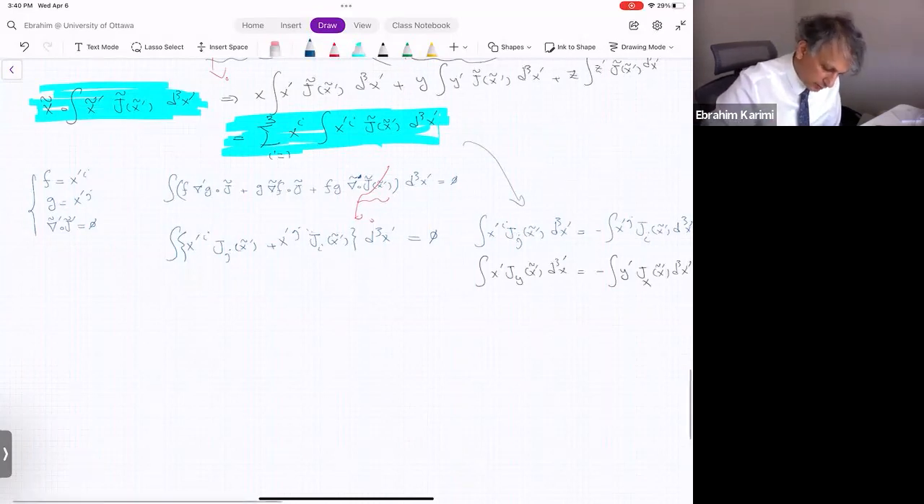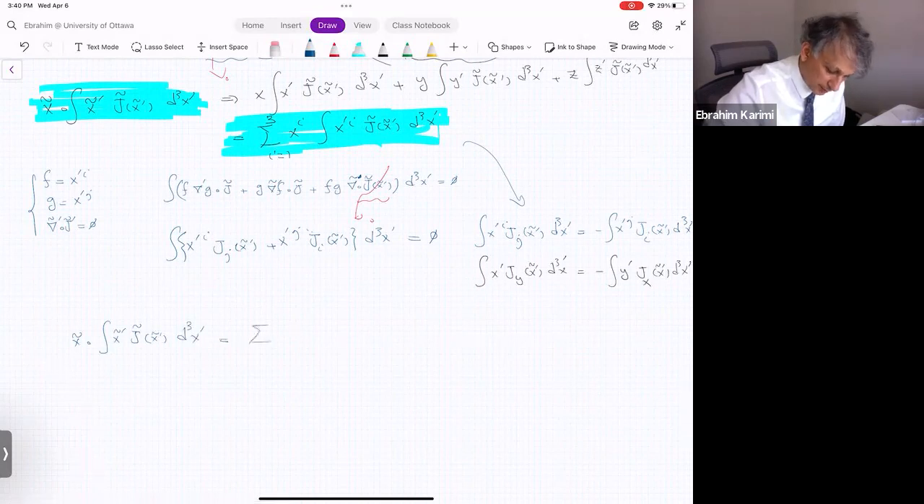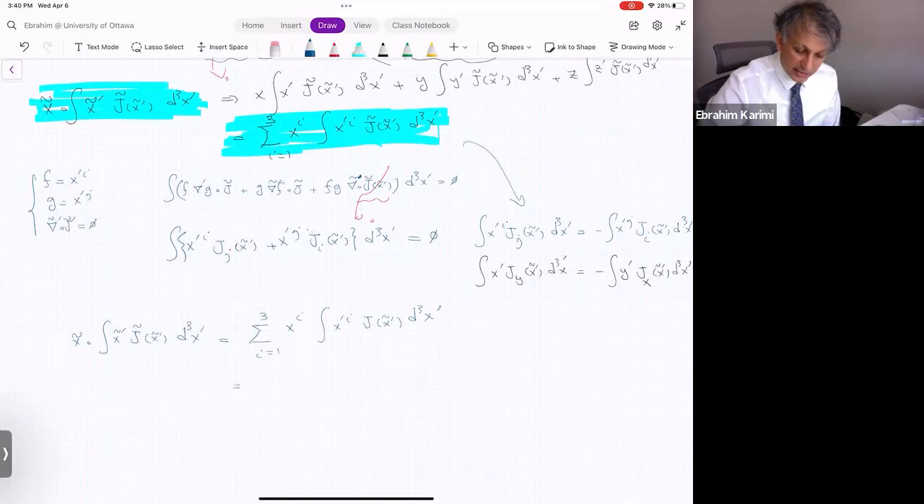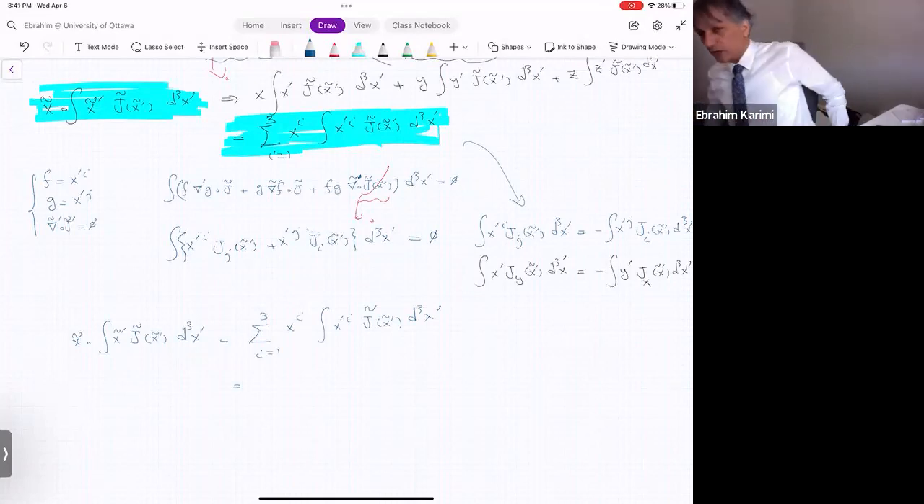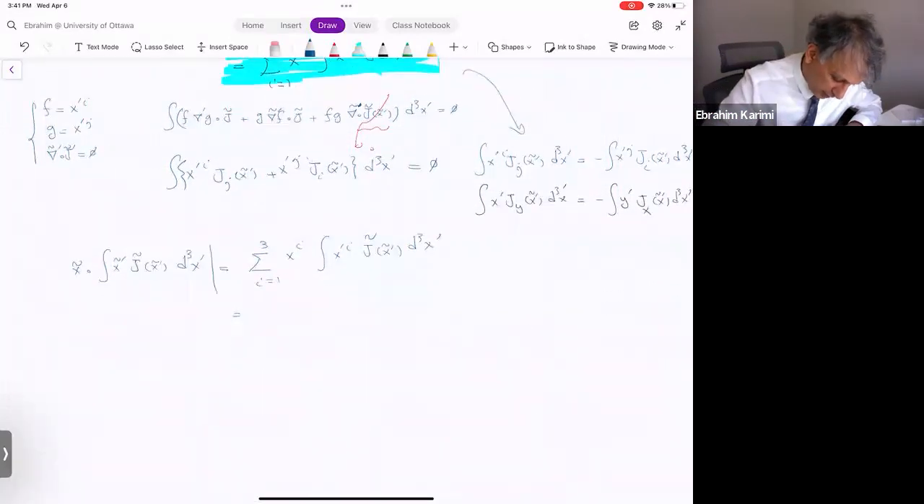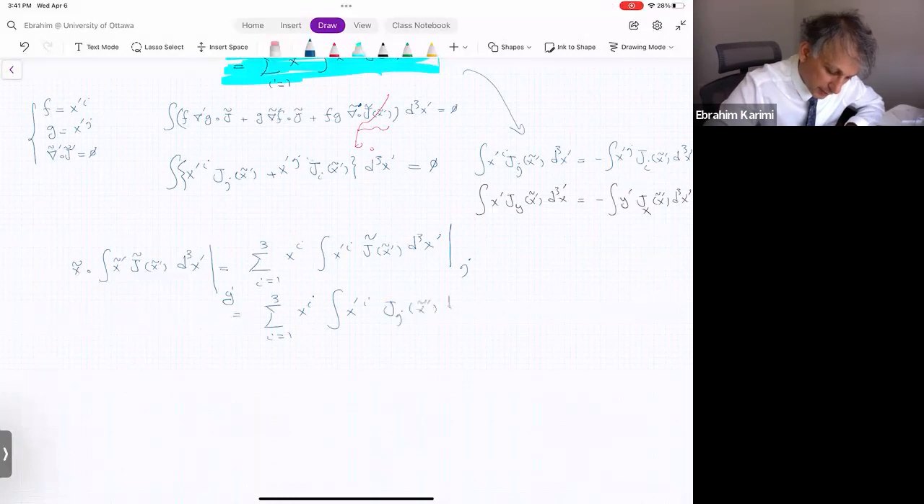So that will be equal to x dot the integral of x prime j of x prime d3 of x prime, which is equal to the summation of i, changing from 1 to 3, of x_i integral of x prime_i j of x prime d3 of x prime. So indeed, this is another summation, because j is a vector. So essentially you have the x component, y component, and z component. So the i component of this will be the j component of that. That will be the summation of i from 1 to 3 of x_i integral of x prime_i j of x prime d3 of x prime.